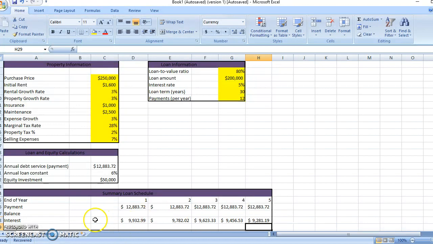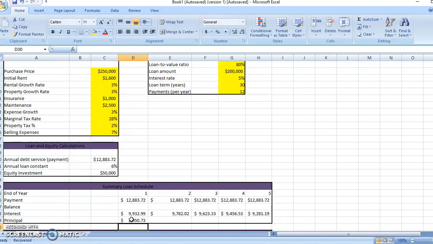Awesome. Now I want to go to principal, and principal is payment subtracted by interest. Then we do the same thing over here, so it's payment subtracted by interest, payment subtracted by interest, and so on and so forth.